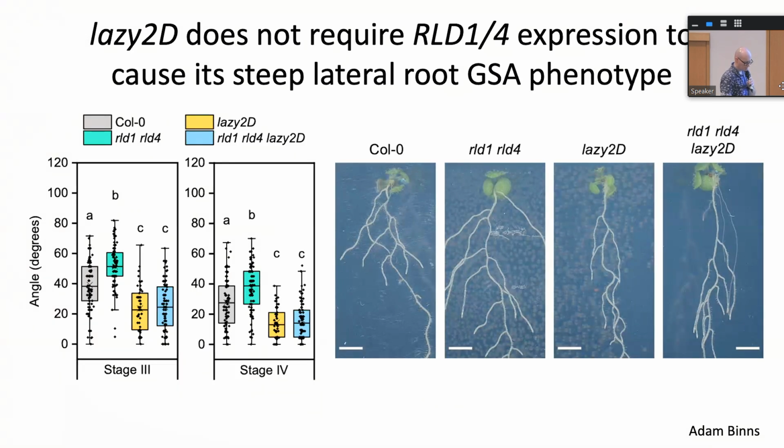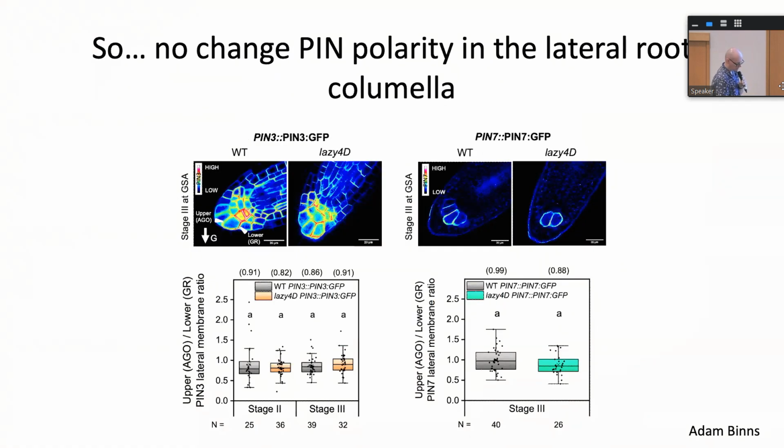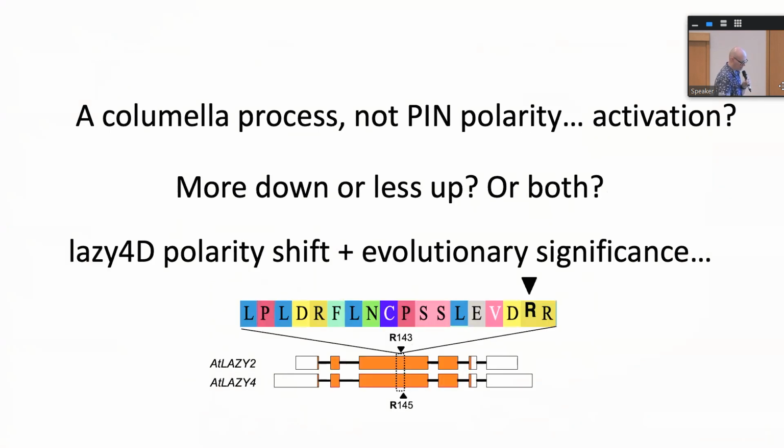That may make some sense in the context of these data, which show that in this case, lazy2D doesn't require the RLDs for its effect. Again, thank you to Mio for providing those lines. So with this in mind, we've begun to think about what could be going on. We've got a columella process. That's where lazy is being expressed.